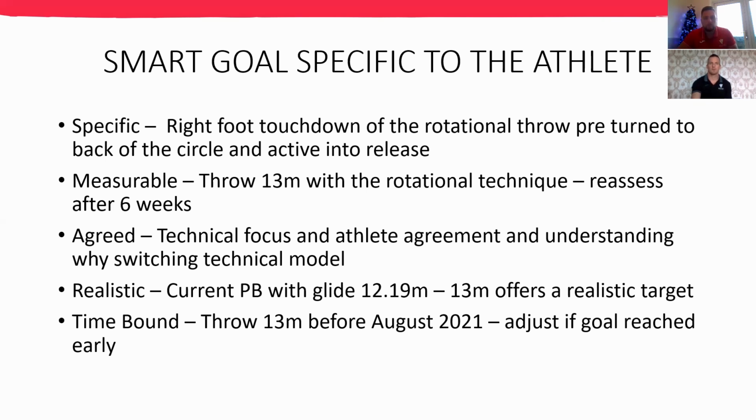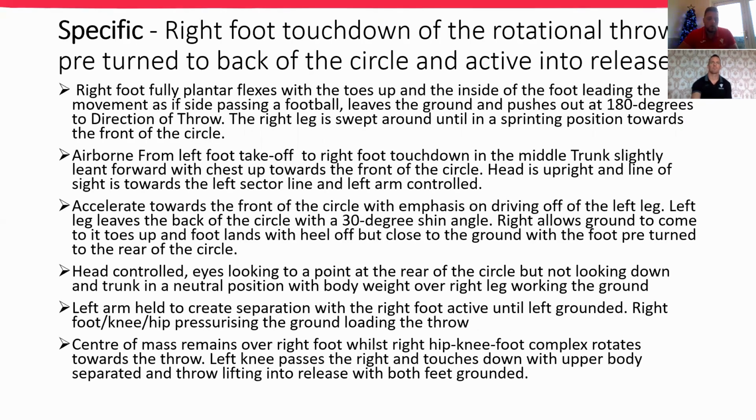Realistic: current PB is 12.19. 13 meters offers a realistic target, and we will adjust if the goal is reached early. Okay, I'd like to think both of them reach their goals quite early. So again, we go back to the athlete competencies within the technical framework that Finn has done through his jumps and multi-events, and I've done through the throws.